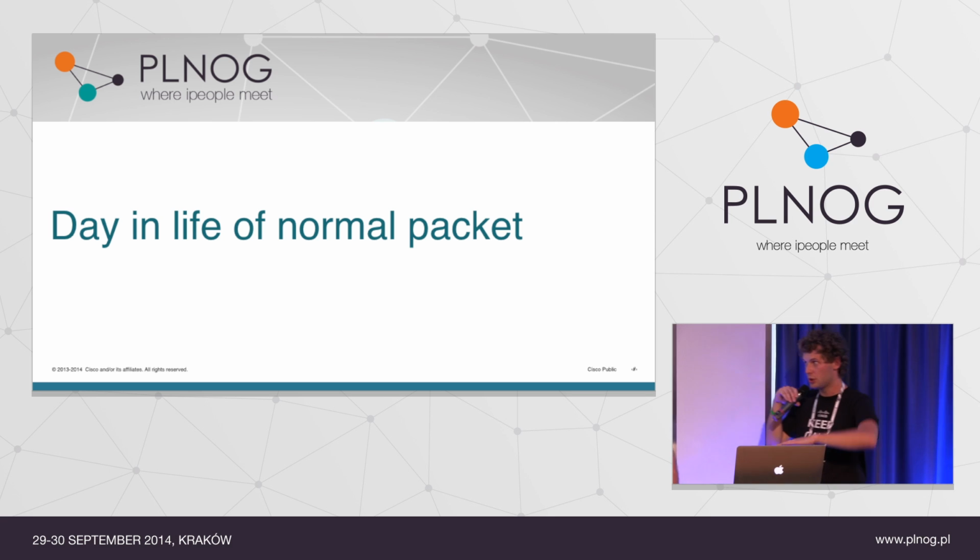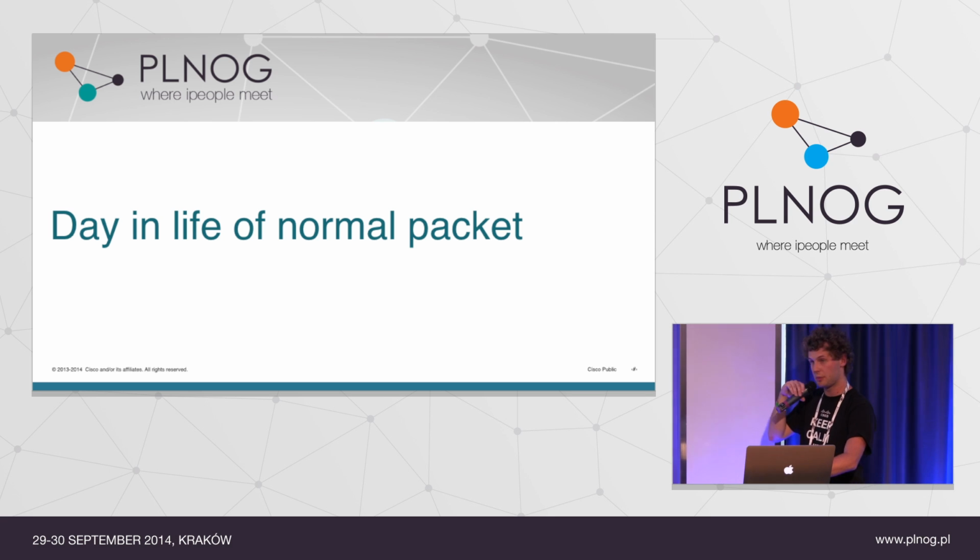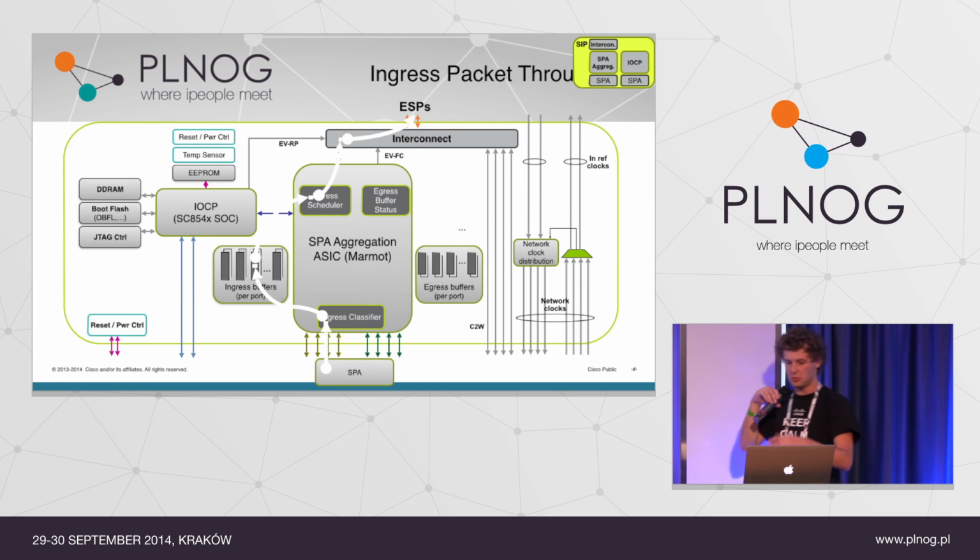It looks scary, and here we are reaching the top of the most complicated part. I hope it will become easier now. So how is the packet flowing through the box? The packet first enters the physical interface. Physical interface is inside SPA module. Then the packet goes into ingress classifier, and this is really worth underlining here.